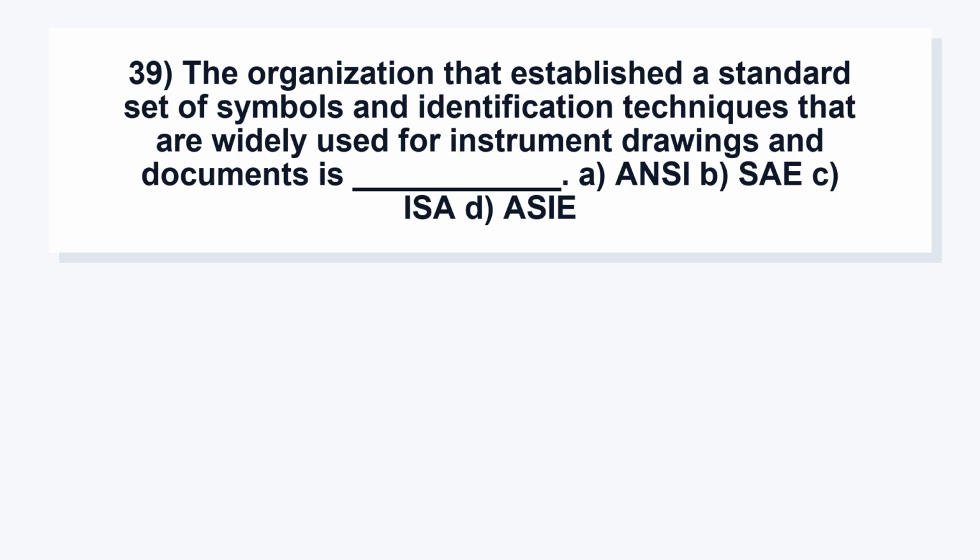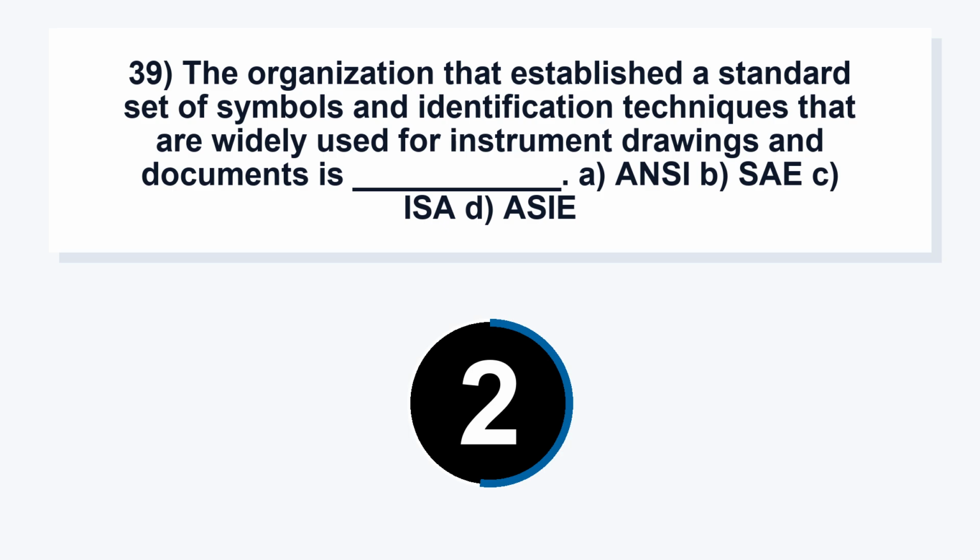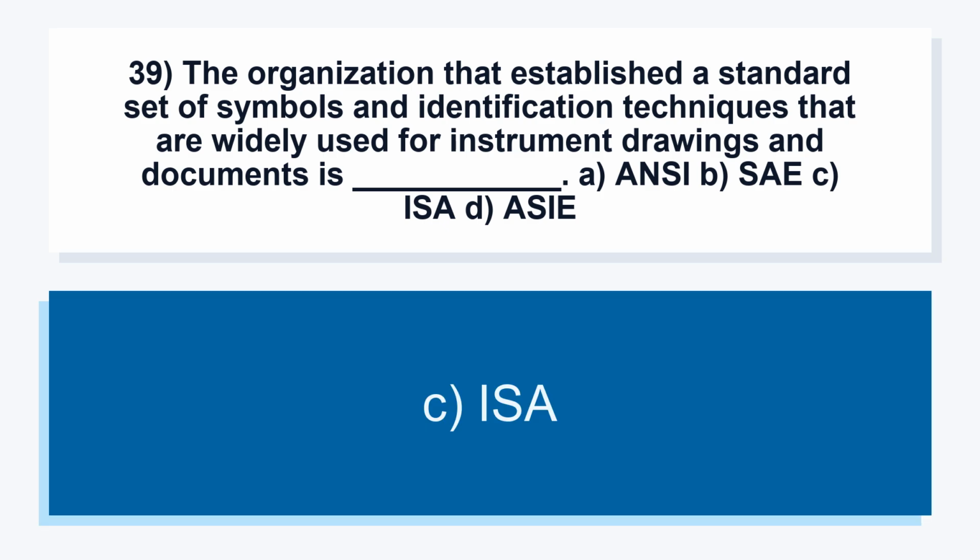39. The organization that established a standard set of symbols and identification techniques that are widely used for instrument drawings and documents is ____. A. ANSI. B. SAE. C. ESA. D. ASIE. C. ESA.